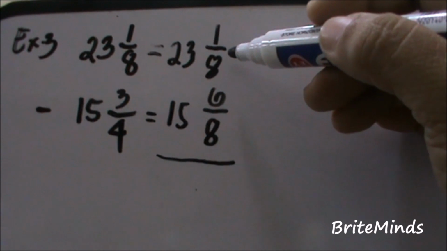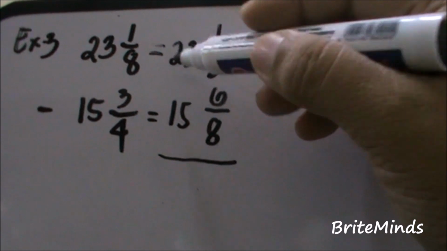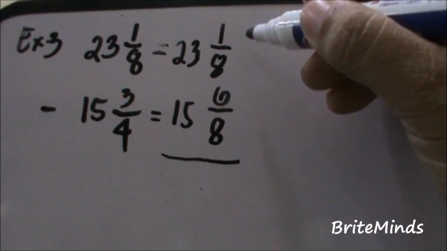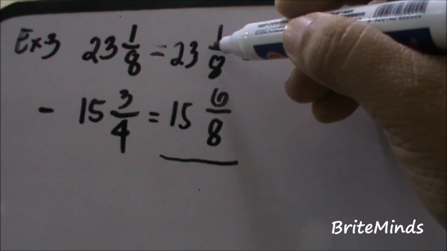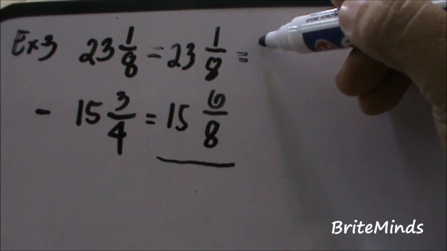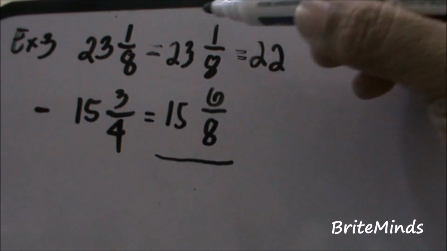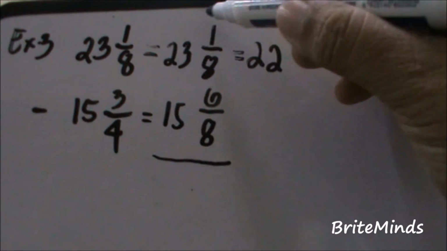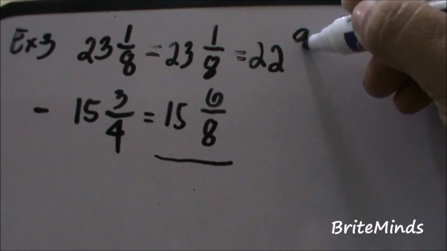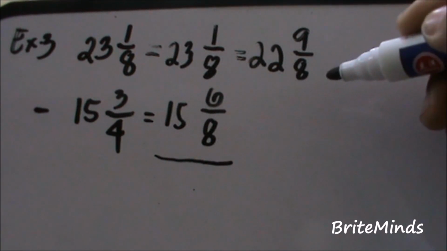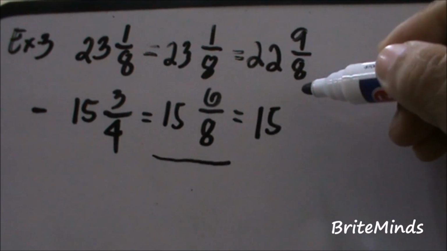So the rule says that we need to convert 1 unit from this whole number, 23. How are we going to do that? We need to borrow 1 unit from 23. So 23 will become 22. And then the 1 unit, 8 over 8, we need to add to the fractional part of 1/8. So it becomes 9/8. Then copy the subtrahend.